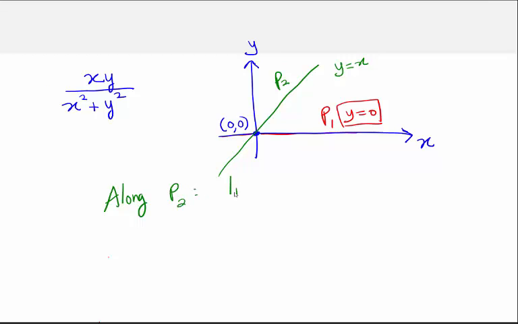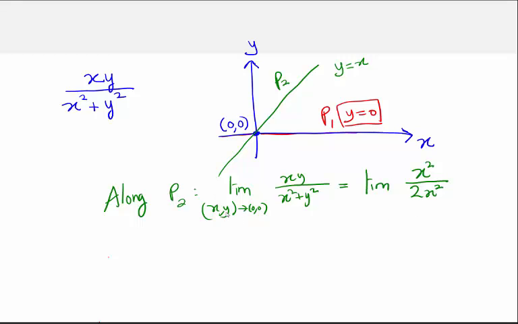So along P2, the limit of our function xy over x squared plus y squared as x, y approaches the origin becomes the limit of, well, since y equals x on P2, we can choose to substitute y by x. In this case, the numerator will become x squared and the denominator becomes x squared plus x squared, which is 2x squared. So instead of having x, y approaching the origin, we can just say that x alone is approaching 0 because y is now x.